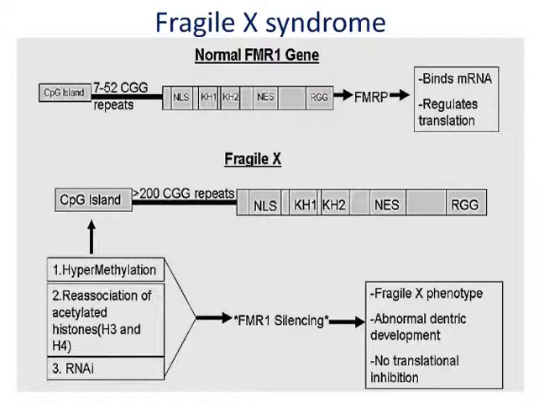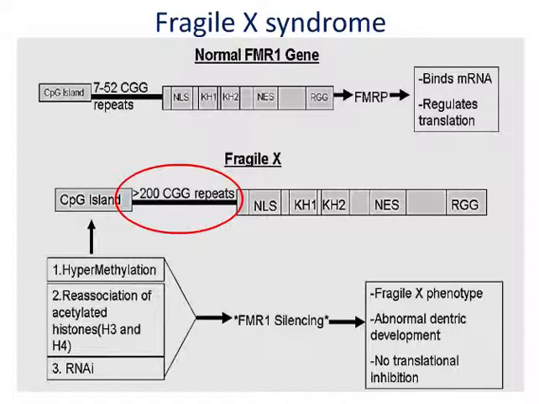Fragile X syndrome is caused by an expansion of CGG trinucleotide repeats in the promoter region of the FMR1, or the Fragile X mental retardation 1 gene, on the X chromosome. Most unaffected people have only a couple dozen CGG repeats in the FMR1 gene. Individuals with Fragile X syndrome have accumulated greater than 200 of these CGG repeats.